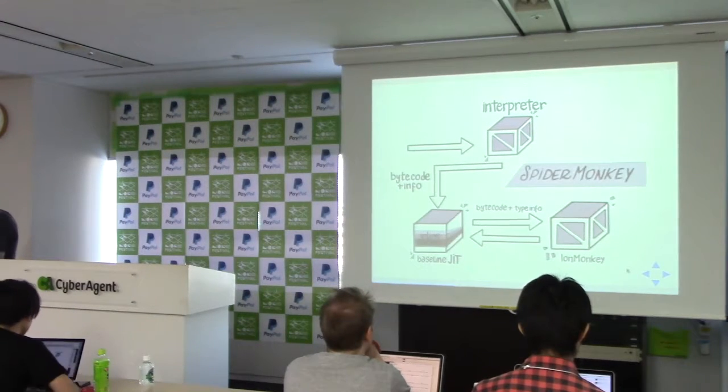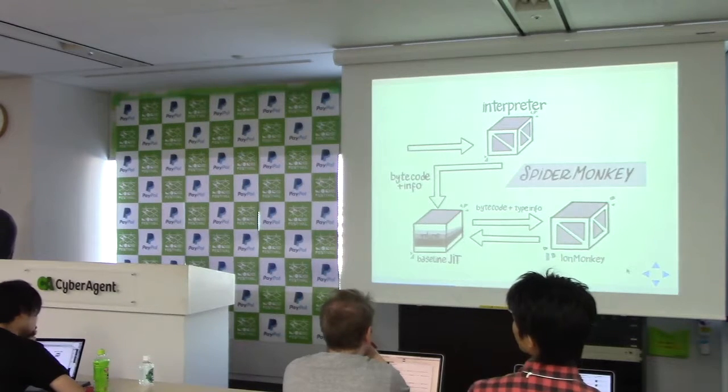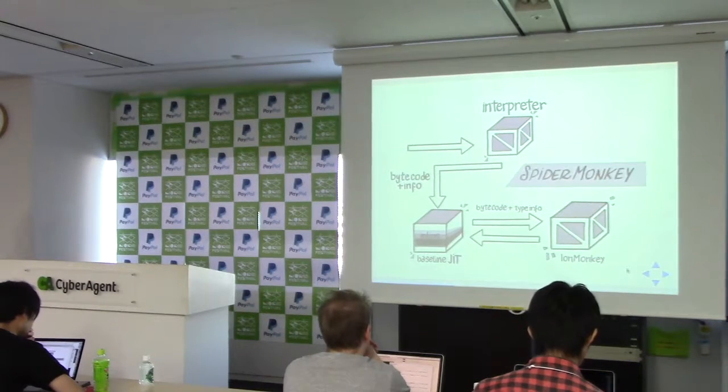After the function is called another 100 times, 1,000 times, let's say, the system will mark that as candidate for really, really good optimization, and that's when IonMonkey kicks in.